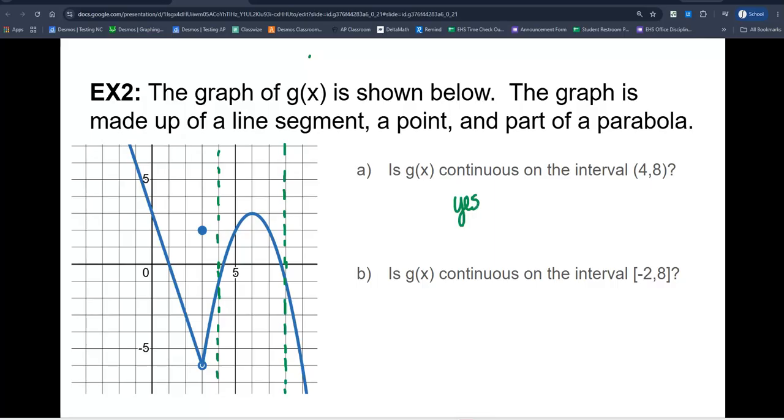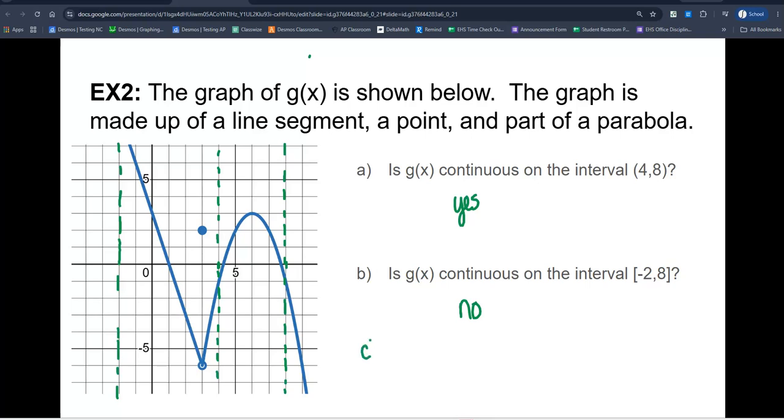Okay, what about from -2 to 8? -2 would go all the way over here. The 8 would still be over here, so ignore that middle line. We're talking about most of the graph here. Is g continuous there? No. What point is giving us trouble? That (3, -6), right? So this one would be a no.